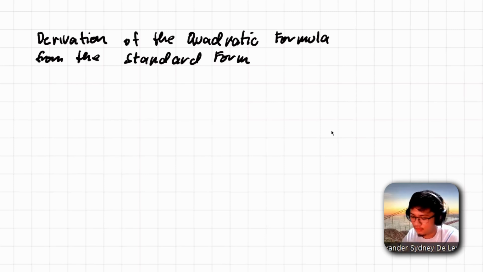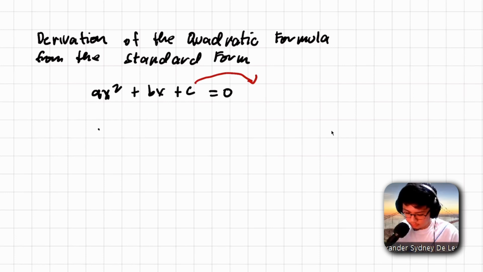Okay? So, let's go. Paano ba na-derive, no? Kailangan muna natin isulat yung standard form, which is ax squared plus bx plus c is equal to 0. So, how do we do completing the square? Diba, nililipat natin yung constant sa kabila. So, we'll do that first. So, it will be ax squared plus bx is equal to negative c.